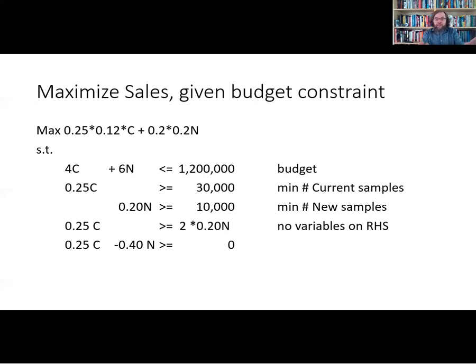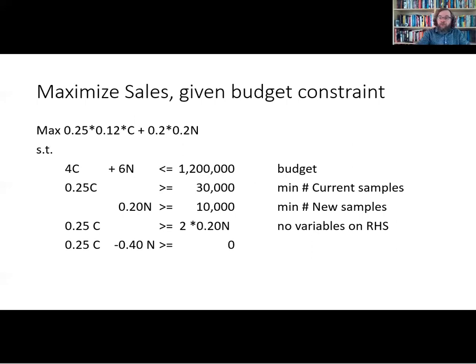Unfortunately, when we write it like that, we have a variable on the left side and a variable on the right side. In order to be able to solve these things, we need all the variables over on the left-hand side. So if you subtract 2 times 0.2N from both sides, we end up with the whole constraint reading as 0.25C minus 0.4N is greater than or equal to 0. And then obviously C and N both have to be non-negative. I didn't write that, but we're just going to let Excel handle that for us.